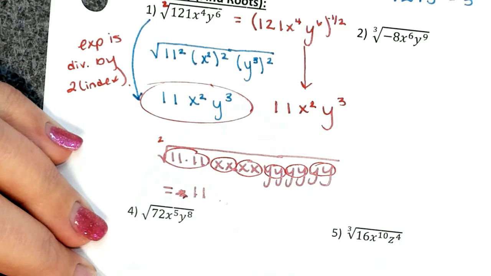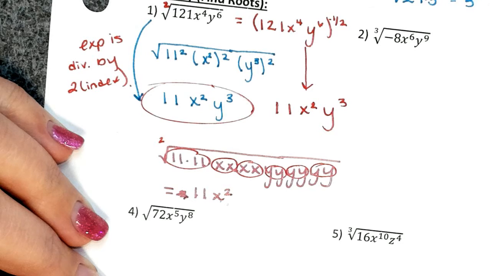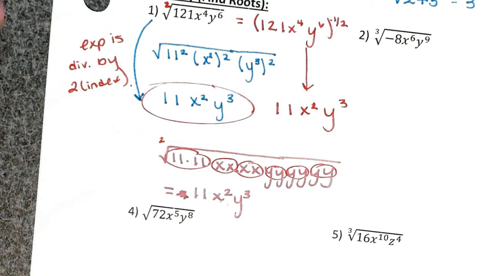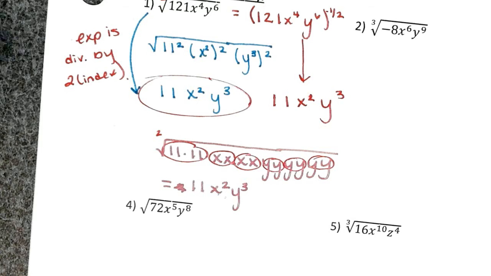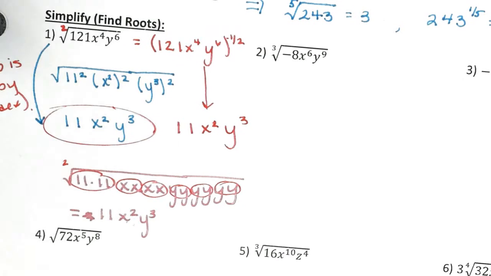How many pairs of x's do we have? So we have x squared. How many pairs of the y do we have? Y to the 3rd. Now we had to pair them because of the index being 2. That's another way you can think about this problem. I don't care which way makes sense to you. Pick one that makes sense to you and go with it. My piece of advice is pick one way and stick with it. I usually go this route and just divide by the 2. Divide by the index. That's the way I go about it. Okay? Let's look at this next one.